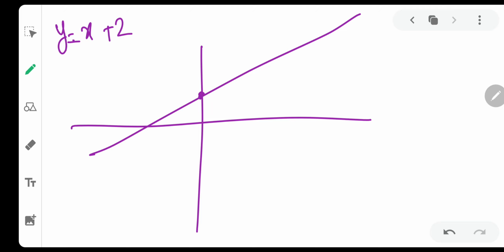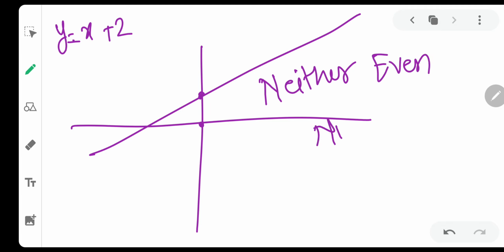Is it symmetrical about origin? Not a chance. Origin is over here and graph is above. So it is not symmetrical about origin. Khatam. So it is what? Tell me. Neither even nor odd. Okay? Neither even nor odd.